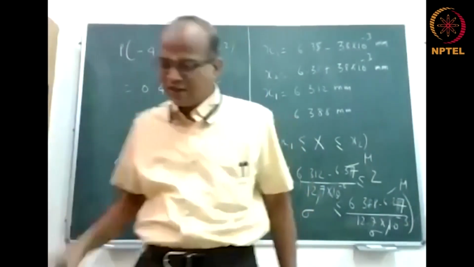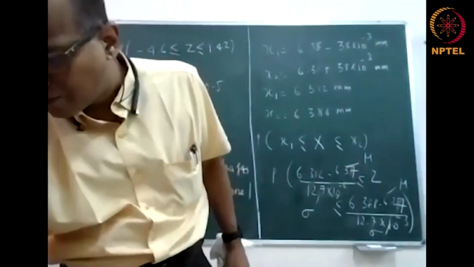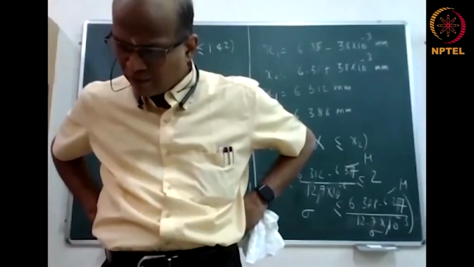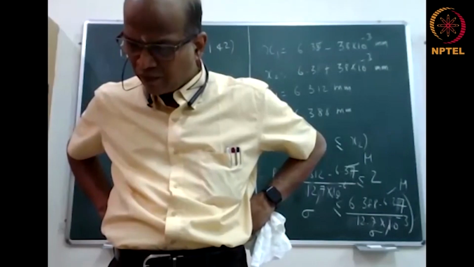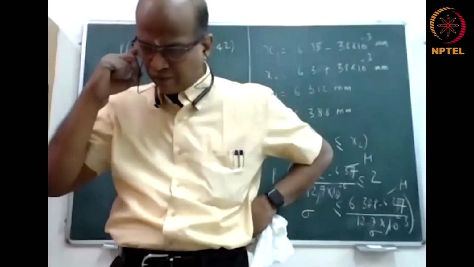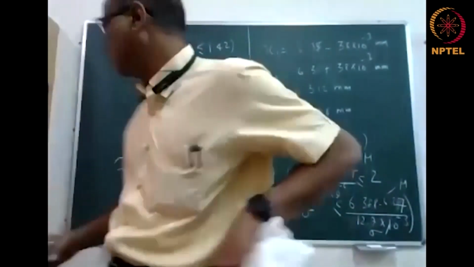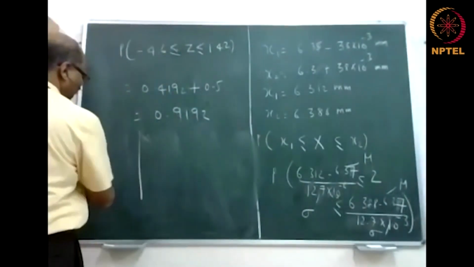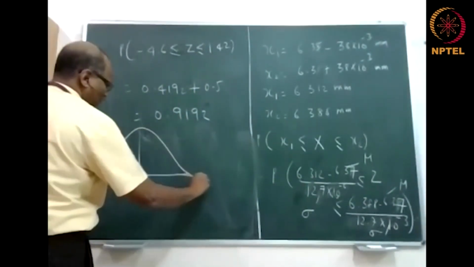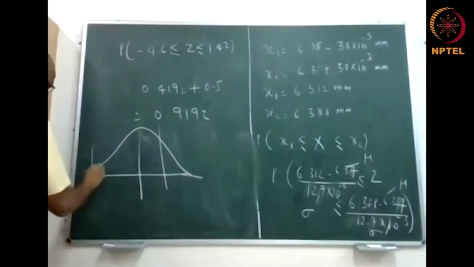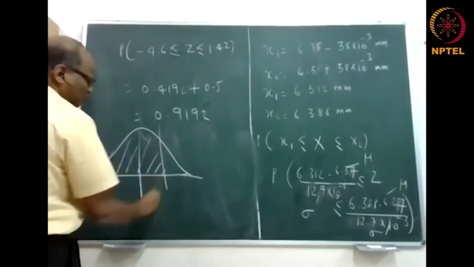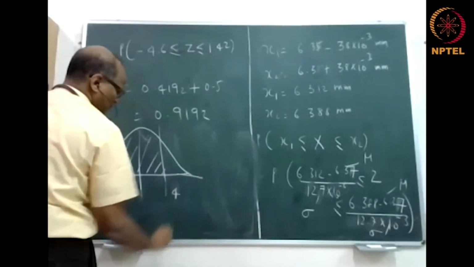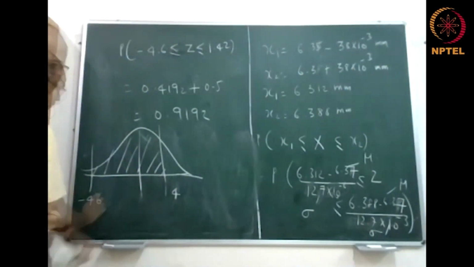Sir, P of Z less than 1.42 itself is 0.9222. No, that's not what I did. I did something like this. What I did was I took the Gaussian. Okay, this is what we want. This plus 1.4. This is minus 4.6, correct?